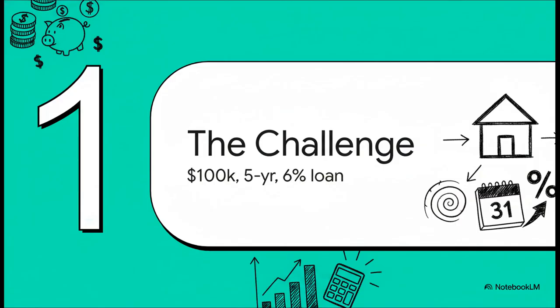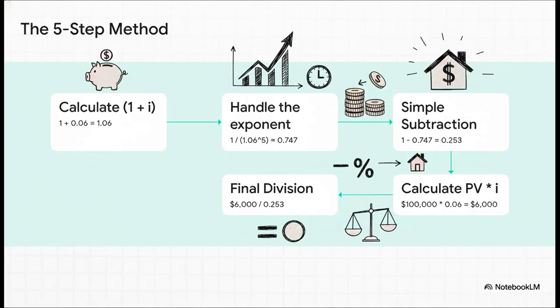All right, enough with the theory, right? Let's get our hands dirty and solve a real problem. We're going to use a nice round number, a $100,000 loan. The plan is to pay it off in 5 years, and the interest rate is 6%. So let's take these numbers and plug them into our formula. So how do you eat an elephant? One bite at a time. And that's exactly how we're going to tackle this formula.